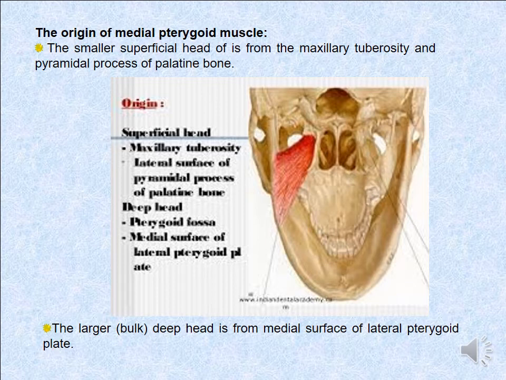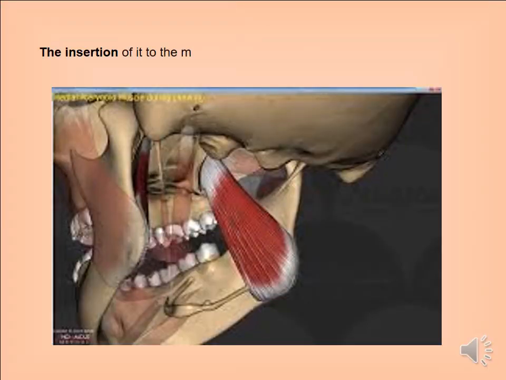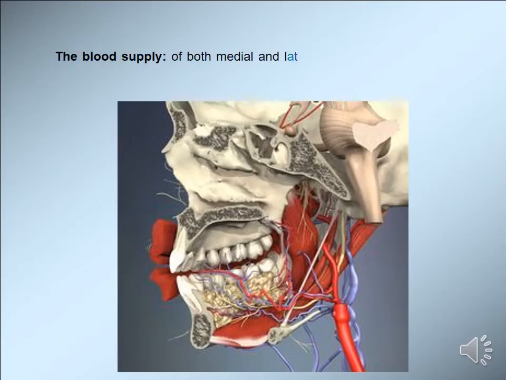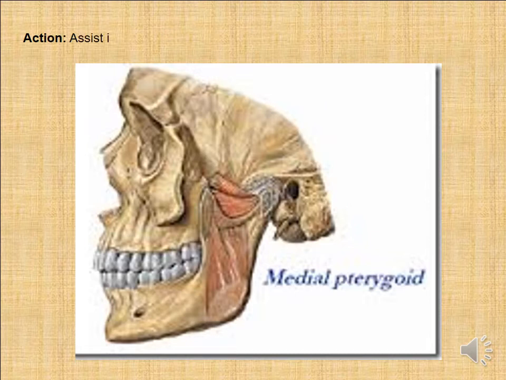Its origin goes to the mandible. The insertion of the medial pterygoid muscle is to the medial surface of the angle of the mandible, to the medial side of the ramus at the angle of the mandible. The blood supply of the medial and lateral pterygoid muscles is from the maxillary artery. The action of the medial pterygoid muscle assists in elevation and rotation of the mandible on both sides.